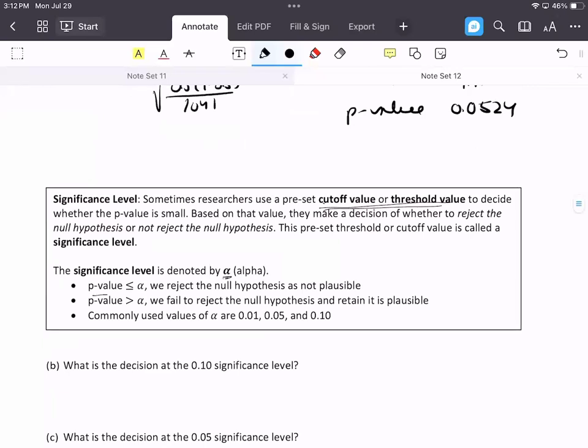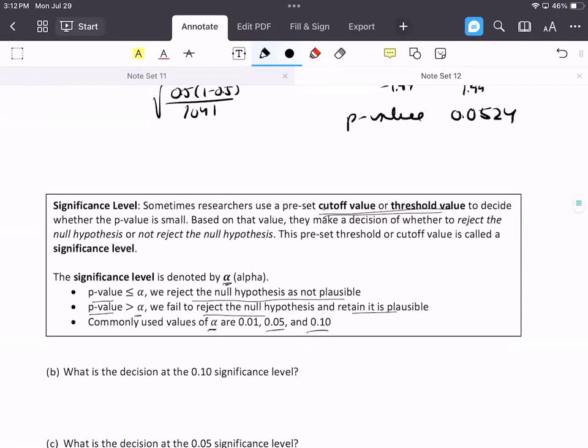If your p-value is less than or equal to alpha, we reject the null as not plausible. If your p-value is greater than alpha, we fail to reject the null and retain it as plausible. So instead of saying whether there's strong evidence or moderate evidence, we just say it either meets the threshold or it doesn't. Commonly used values of alpha are 0.01, 0.05, and 0.1.